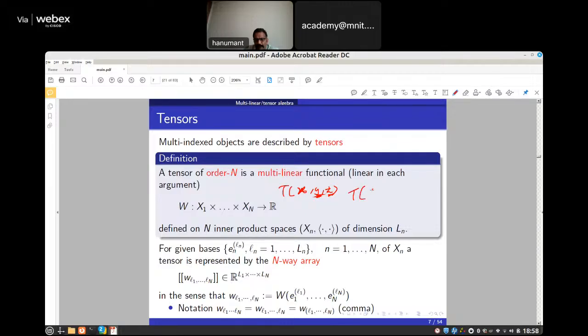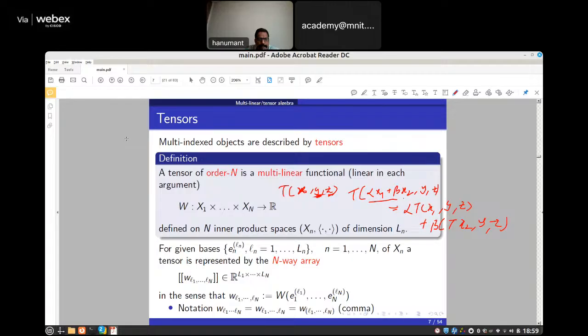So basically what I want to say is that T(alpha x1 plus beta x2, y, z) will be alpha T(x1, y, z) plus beta T(x2, y, z). Okay, so this is the linearity property which we have seen in our signals and systems course many times. Now, this is only for one argument, and this thing should work with each of the arguments.